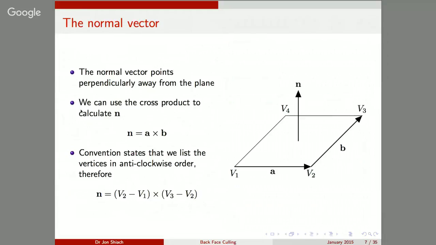And of course, we can use the cross product. If A and B are two vectors which are the differences between sequential vertices, so if A is V2 minus V1, that's that vector, and B is V3 minus V2, which is that vector, if we cross product them, we get the normal. If we were to do it in the other direction, clockwise, the normal will be facing the other way. So we want the normal to be facing towards us. So this is how we calculate the normal vector.